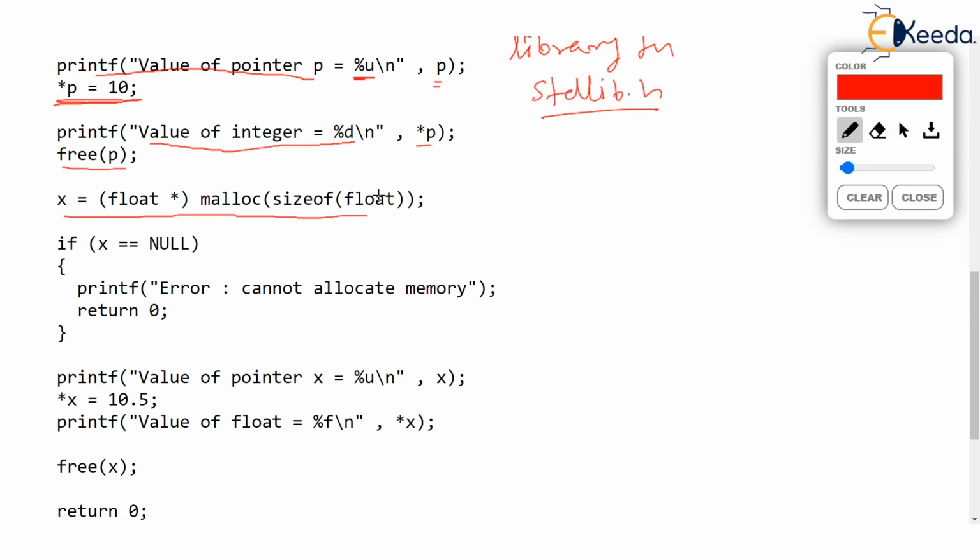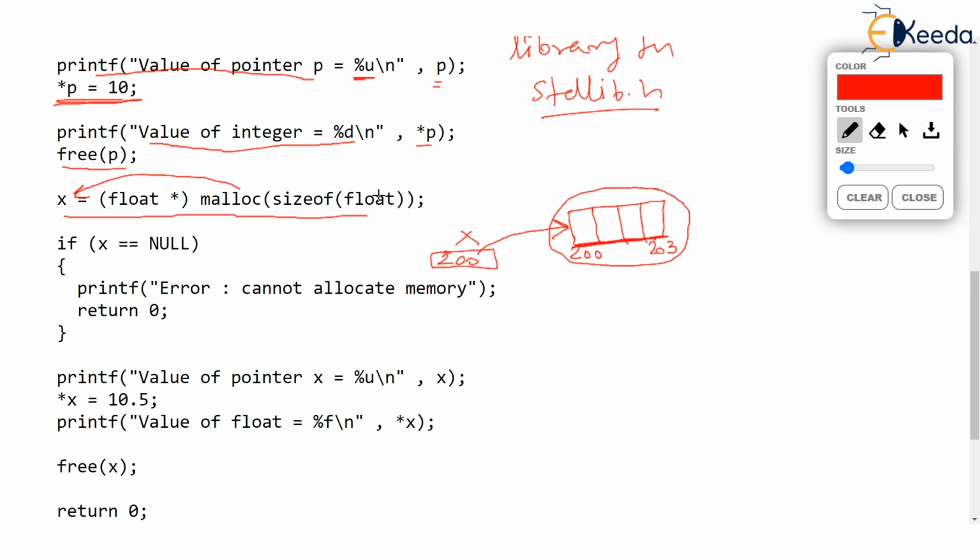Now imagine on our system, 4 bytes are needed to store a float. So 4 consecutive bytes will be allocated and you can store one float in this. Maybe the allotment has been done at location 200. So this last location will be 203. This entire block is for storing one float. But then what will malloc do? Malloc will simply return the address and store it in X. So X is a pointer which will store the base address of the float. X is now pointing to 200.